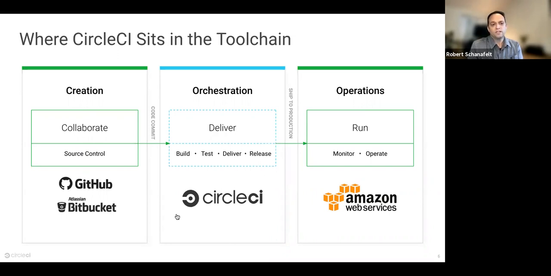So in this example, you see the creation side is source control systems such as GitHub and Bitbucket. And CircleCI will be looking and listening to those commits. And when those commits happen, CircleCI can pull your code, do builds and tests, and finally release it to environments such as AWS, where you can run your production applications.